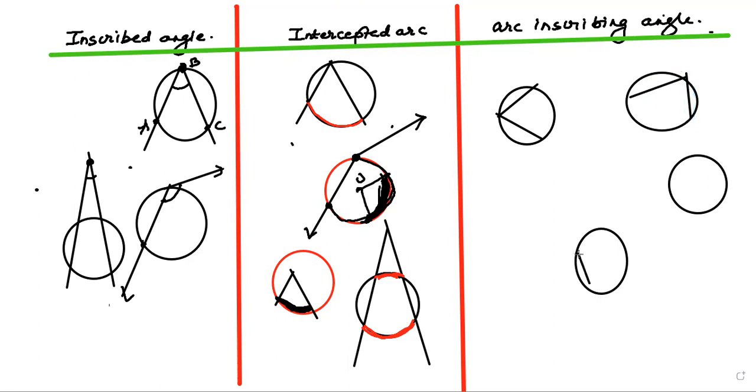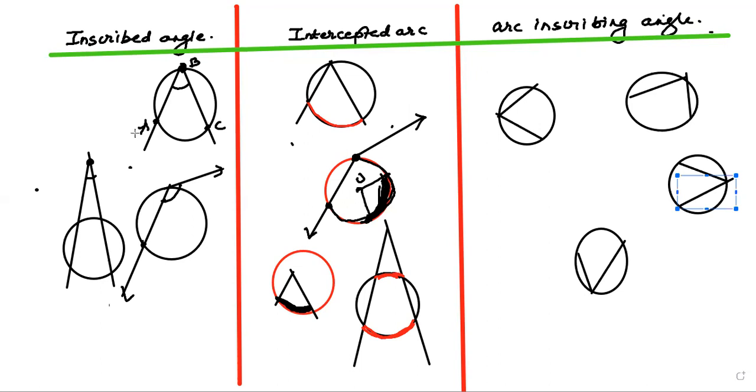This is an inscribed angle, children. Vertex lies on the circle and the two sides are again intersecting the circle. This is an inscribed angle, children. Vertex lies on the circle and the two sides are intersecting. So all the angles have an intercepted arc. Intercepted arc जो दोनों sides के बीच में फंस गया है.